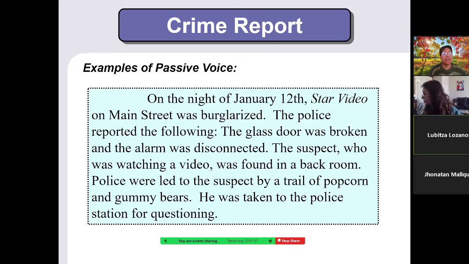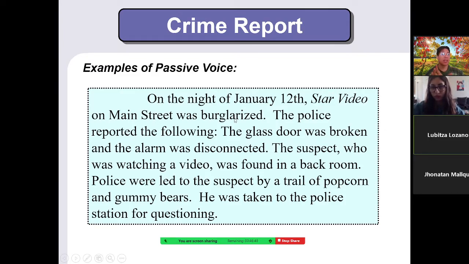Okay, well, in this case, let's analyze. Enero, decimos Jenny, así como Jenny. January, okay? January. This is the correct pronunciation. So on the night of January 12th, start video on Main Street.